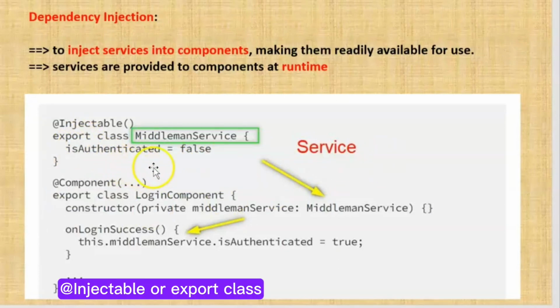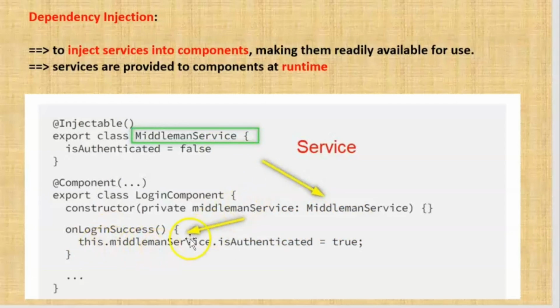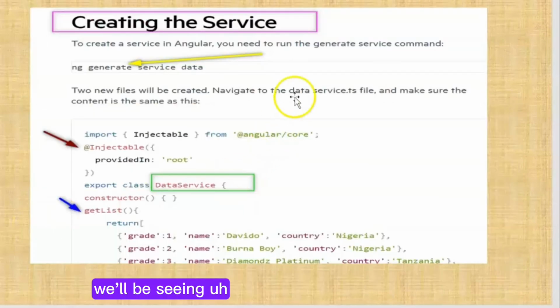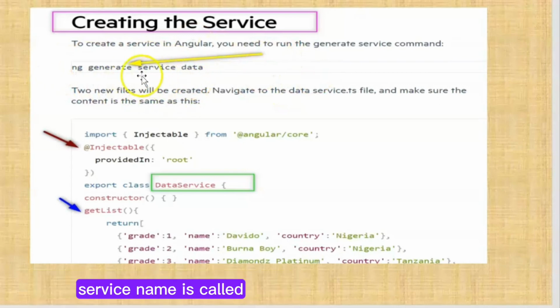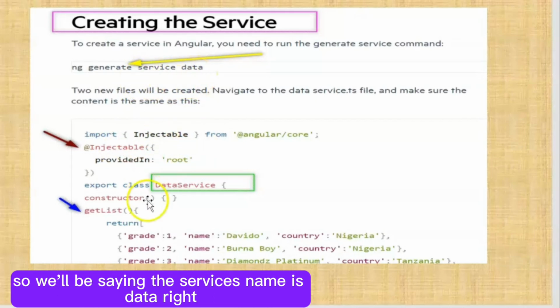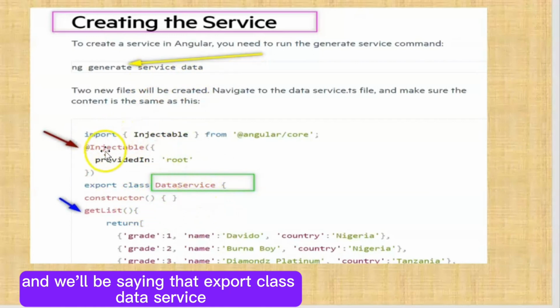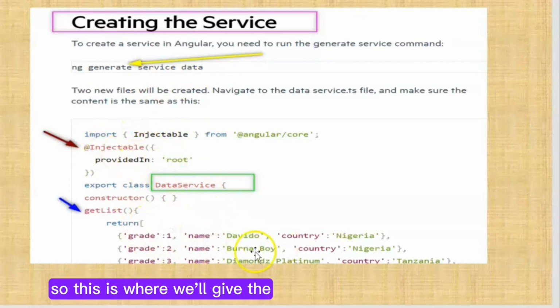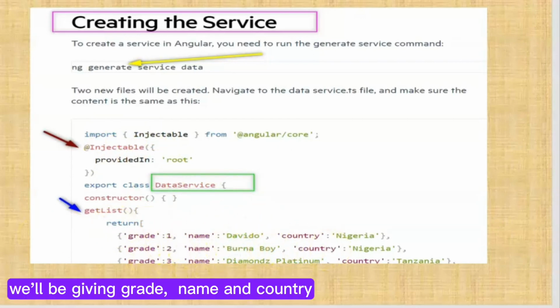Again, Injectable, export class, the middleman service name, and in the constructor we give all the services we want. The middleman service is given an alias, and in the method we say this.aliasName. Now we'll see how to create the service. We know that ng generate service with the name is how we create the service. So we'll create the data service, export class DataService with Injectable provider. This is where we give the method, for example getList, returning grade, name, and country.